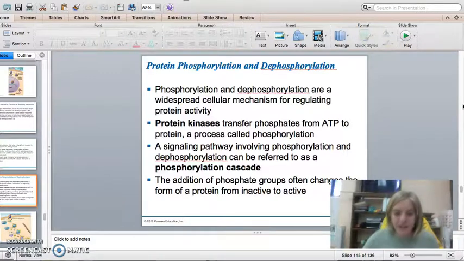So protein kinases are enzymes that help transfer phosphate groups from ATP to a protein, phosphorylation, and they often result in signaling a phosphorylation cascade, which is essentially a signaling pathway that changes the shape of proteins using phosphorylation and dephosphorylation, all the way going back and forth, changing proteins from an inactive form to an active form until you get to the protein that needs to produce a response. So one example of a way protein kinases are used is for regulating cell division.